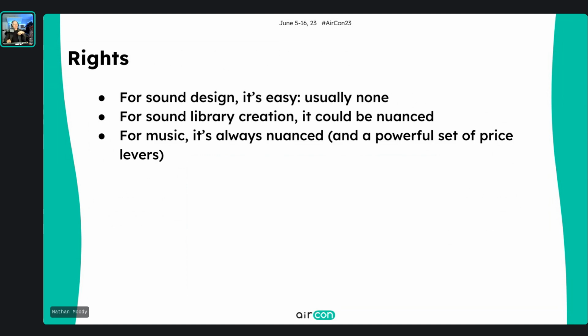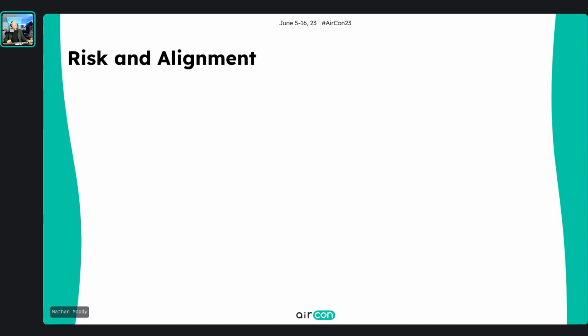So something to consider. There's no time in this talk to talk about how nuanced this issue is with music, but the more rights you retain, the more price levers can be pushed and pulled. This is a whole topic worthy of another speaker at AirCon or somewhere else. But for music, it's always one of the main things that gets negotiated.